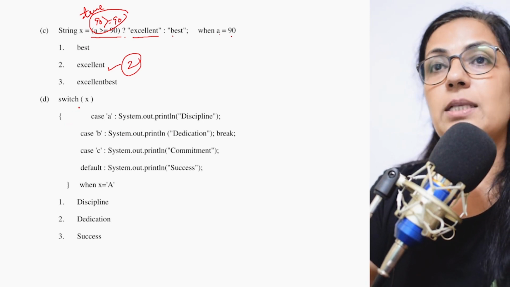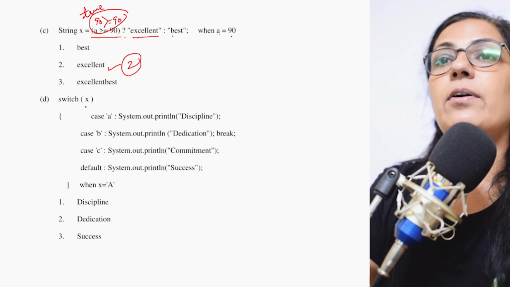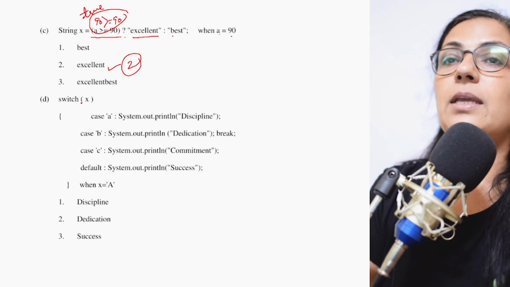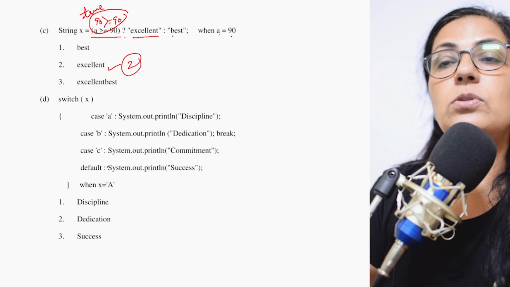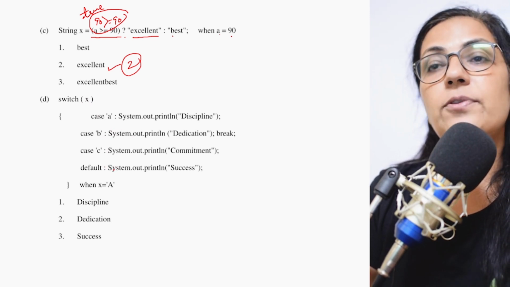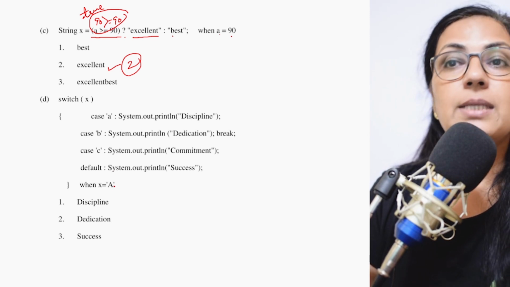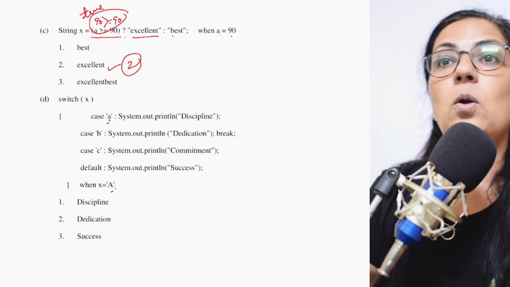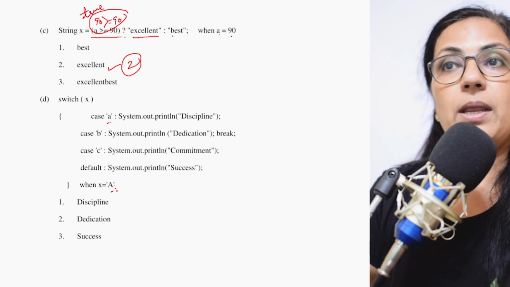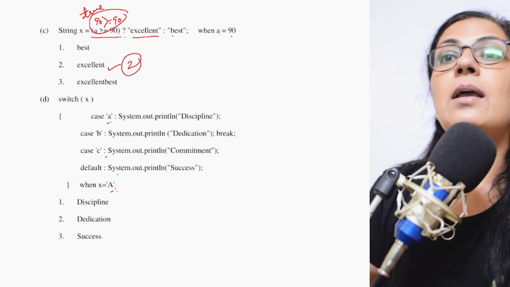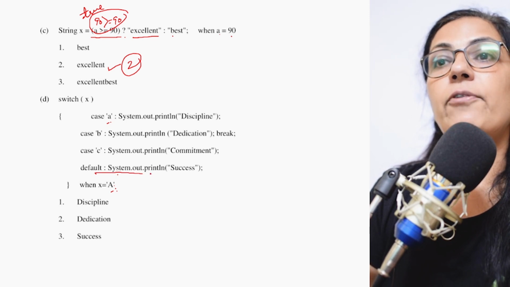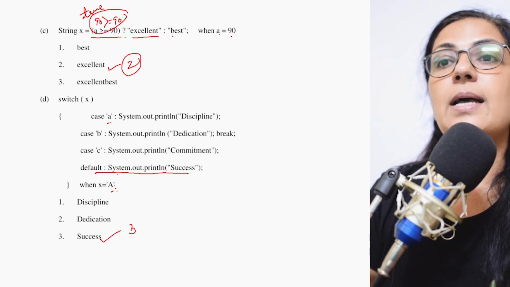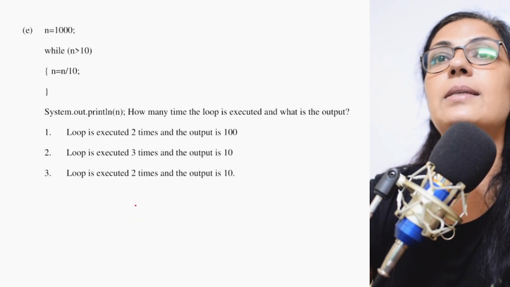Now we move on to the next part. Switch x. The value of x is given as capital A. Now all of you know that if the matching case is not found, then the statement written after default is executed, and Java is a case sensitive language. So don't get confused that it is A and it is also A. No, it is lowercase a and it is uppercase A. So this is not a matching case, right? So here what will be executed? The default statement system.out.println success. So your output is success. That means option 3 is the correct answer.